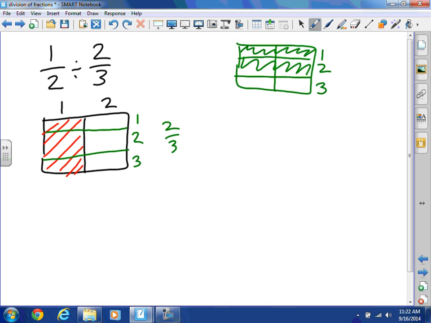Okay. So how many boxes did I color in for the 2/3? 4 of them, right? I did 4. Yeah, so where's my problem? I don't have 4 in here, do I? No. So if I want to circle groups of 4 to make 1, if that represents 1 and there's 4 equal pieces, how many did I color in? 3 out of 4, which makes what fraction?